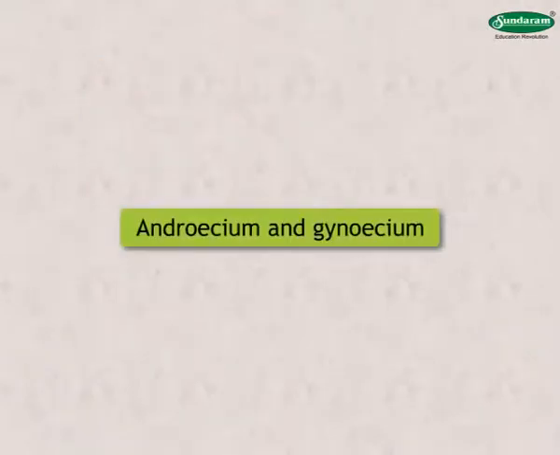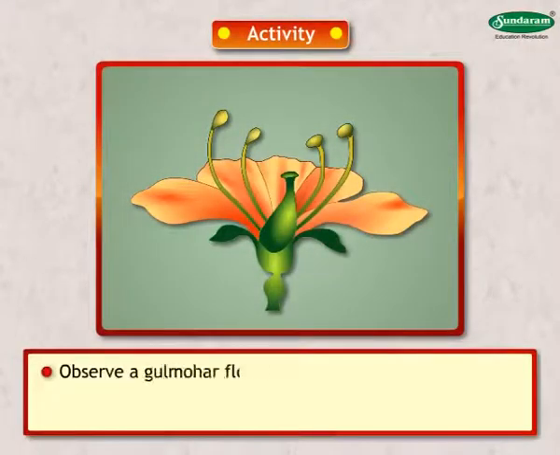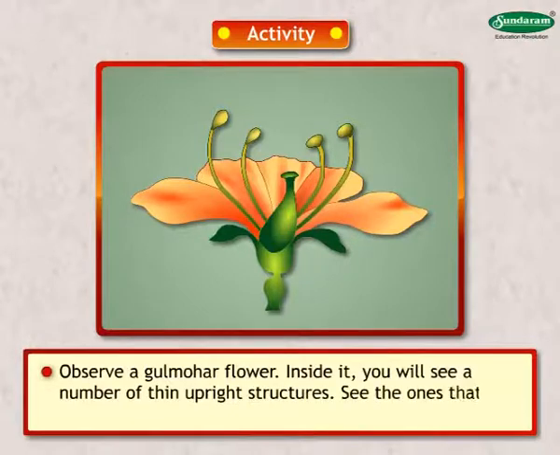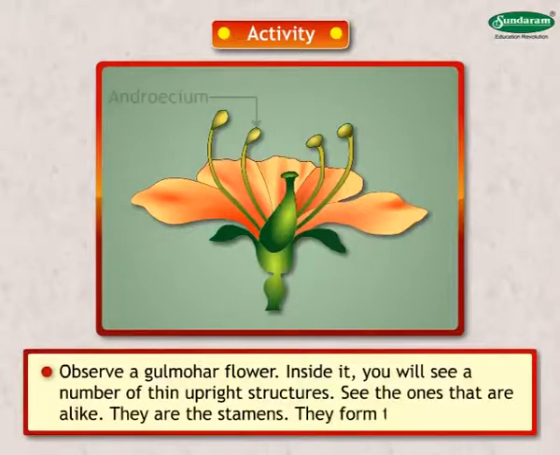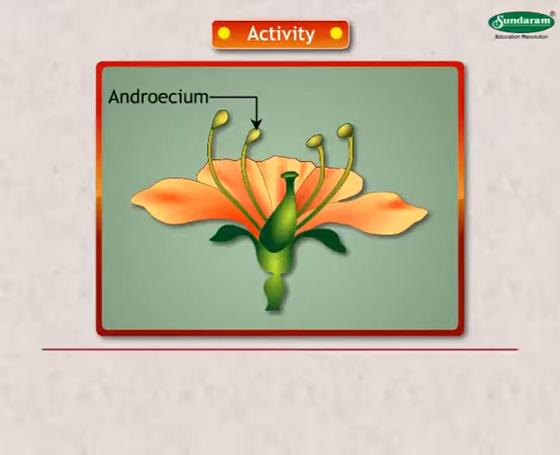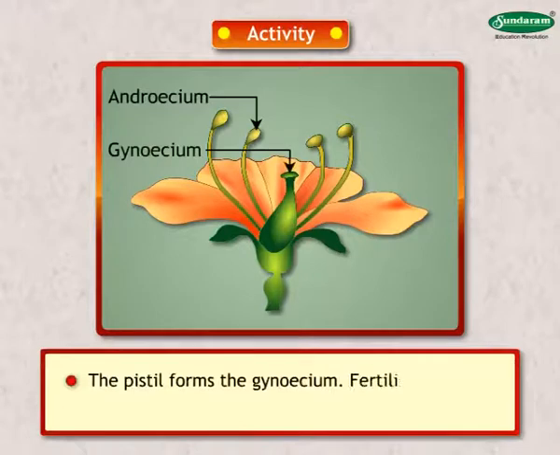Androeciums and gynoeciums. See for yourself. Observe a gulmohar flower. Inside it, you will see a number of thin upright structures. See the ones that are alike. They are the stamens. They form the androeciums. Observe the one upright structure that is different from the others. It is the pistil. The pistil forms the gynoecium.